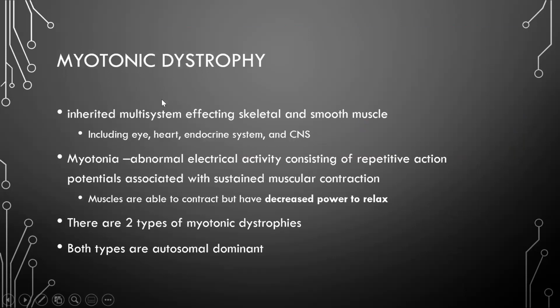Myotonic dystrophy. So we have inherited multi-system disease affecting skeletal muscles and smooth muscles. So we're also going to have eye, heart, endocrine, CNS issues. Myotonia is abnormal electrical activity of a repetitive action. So you're going to have a decreased ability to relax your muscles. And there are two types. We're going to go through both of them here, and they're both autosomal dominant. So myotonic dystrophy, autosomal dominant.